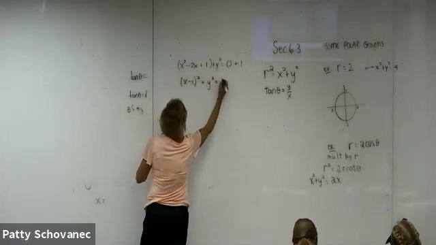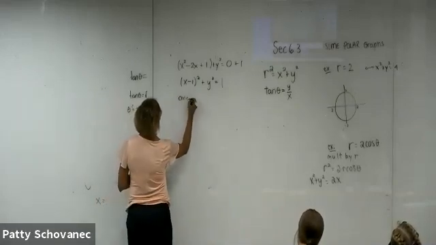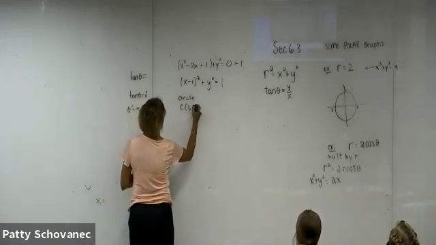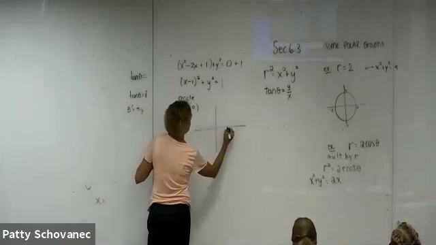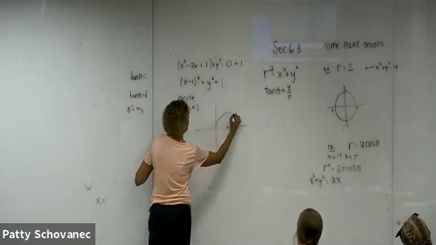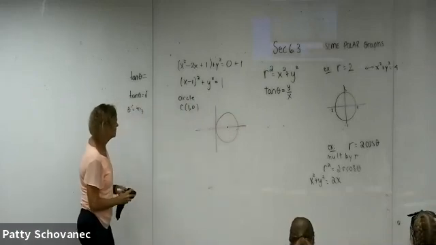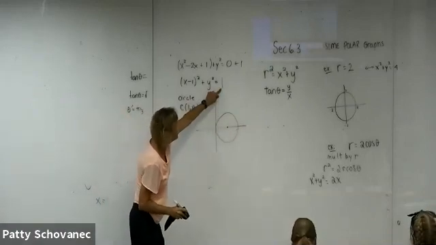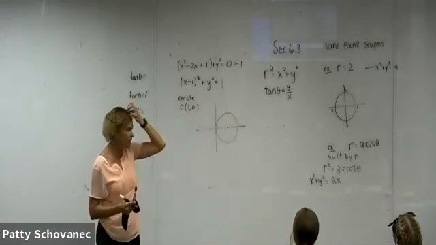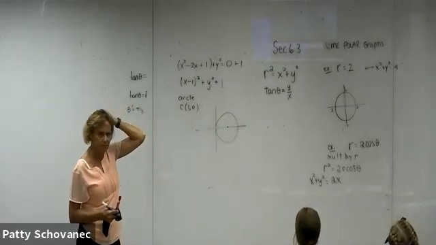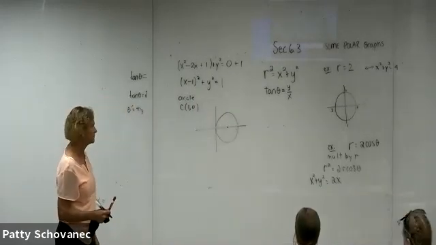Now what's the graph? Circle. It's a circle. Where's the center? At 1, 0. So r is equal to 2 cosine theta is a circle with center at 1, 0, radius of 1. So it's a circle of diameter 2, tangent to the origin.